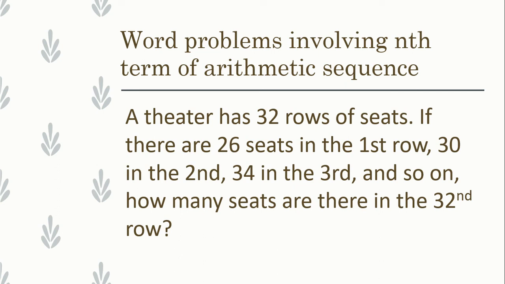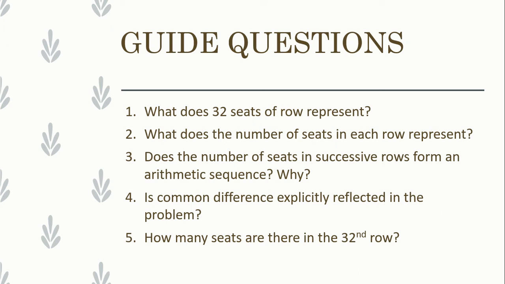Of course, before we can answer a word problem correctly, we must analyze the given and think of its representation. We can do that by answering these guide questions. Number 1, what does 32 seats of row represent?